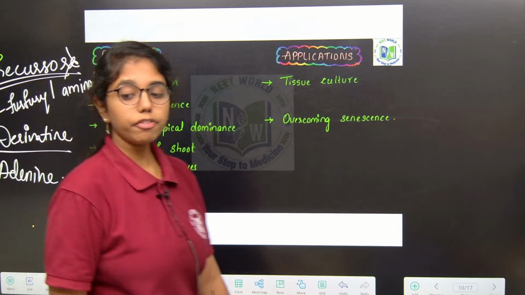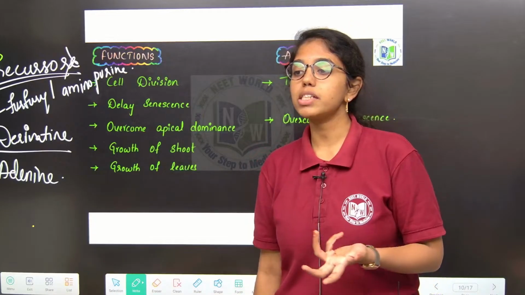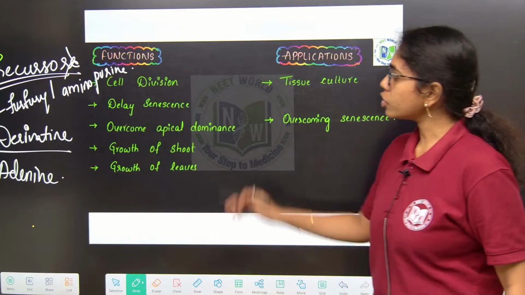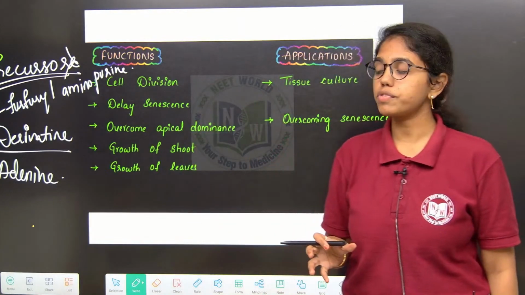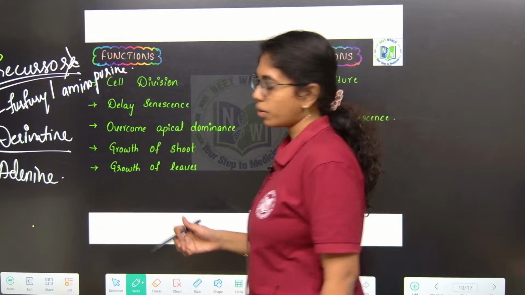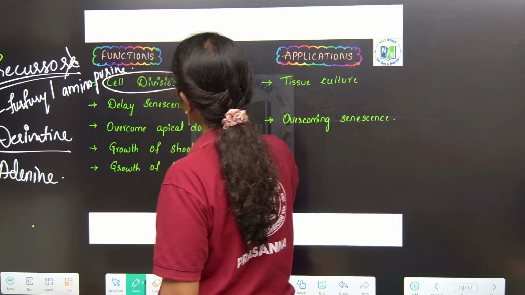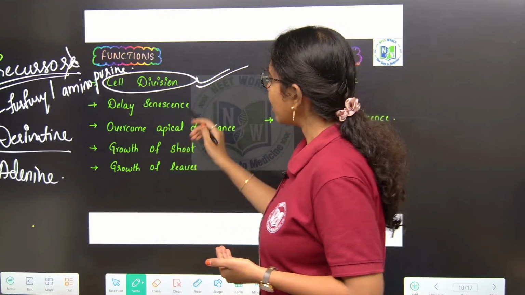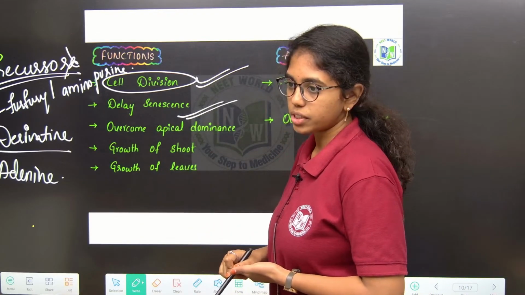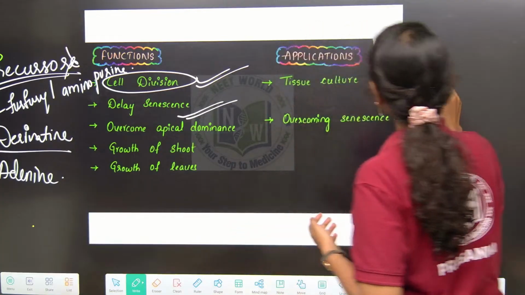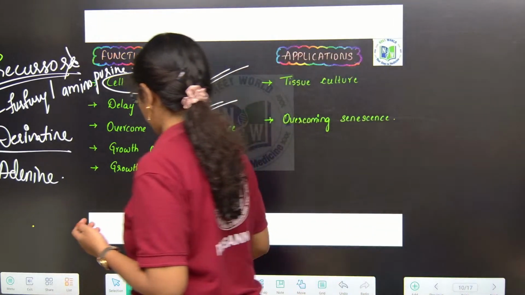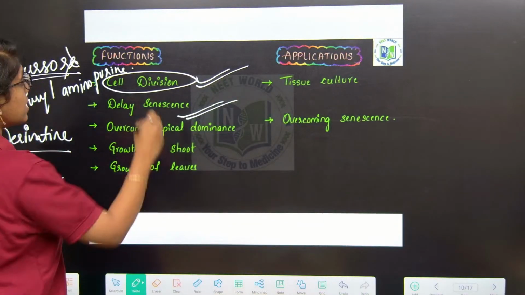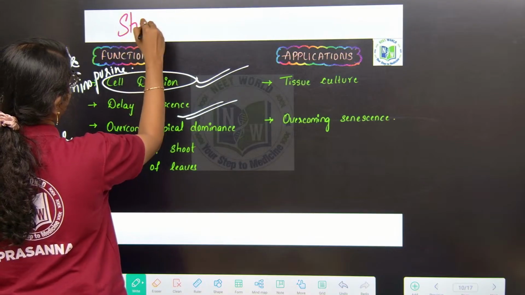Next, the key function of cytokinin. The name itself is saying: cyto means cell, kinin means movement or division. So the major function of cytokinin is what? Division. Cell division is the main function of cytokinin. As the cells are dividing and proliferating, this will delay the activity of senescence, and cytokinin is said to be the shooting hormone. Auxin is a rooting hormone, cytokinin is a shooting hormone.